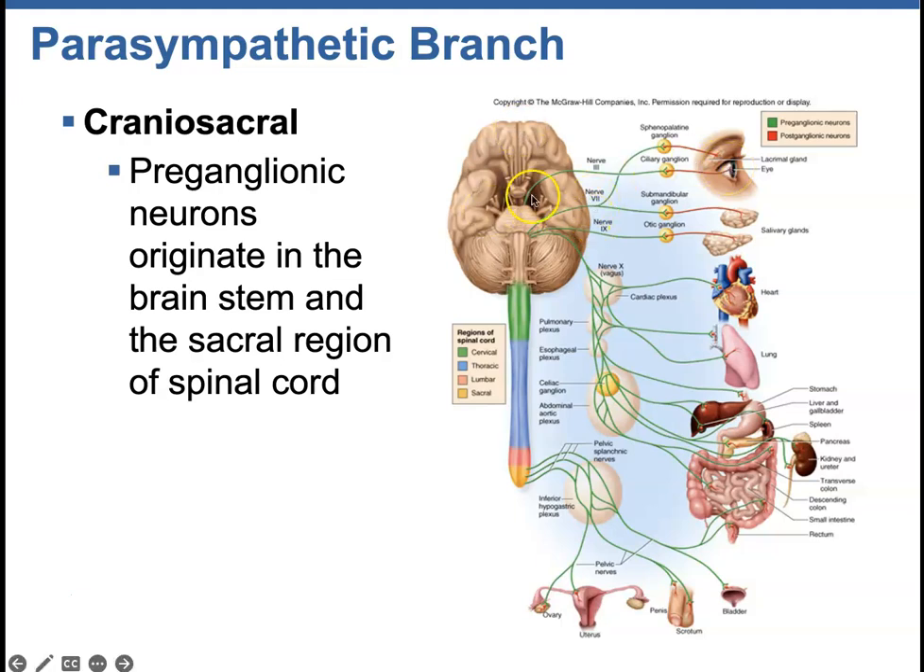You'll see that here with the four cranial nerves that do this: cranial nerve 3, oculomotor; cranial nerve 7, facial; cranial nerve 9, glossopharyngeal; and cranial nerve 10, the vagus nerve. Then down below, the sacral preganglionic fibers come out and connect to the bladder and the genitalia.